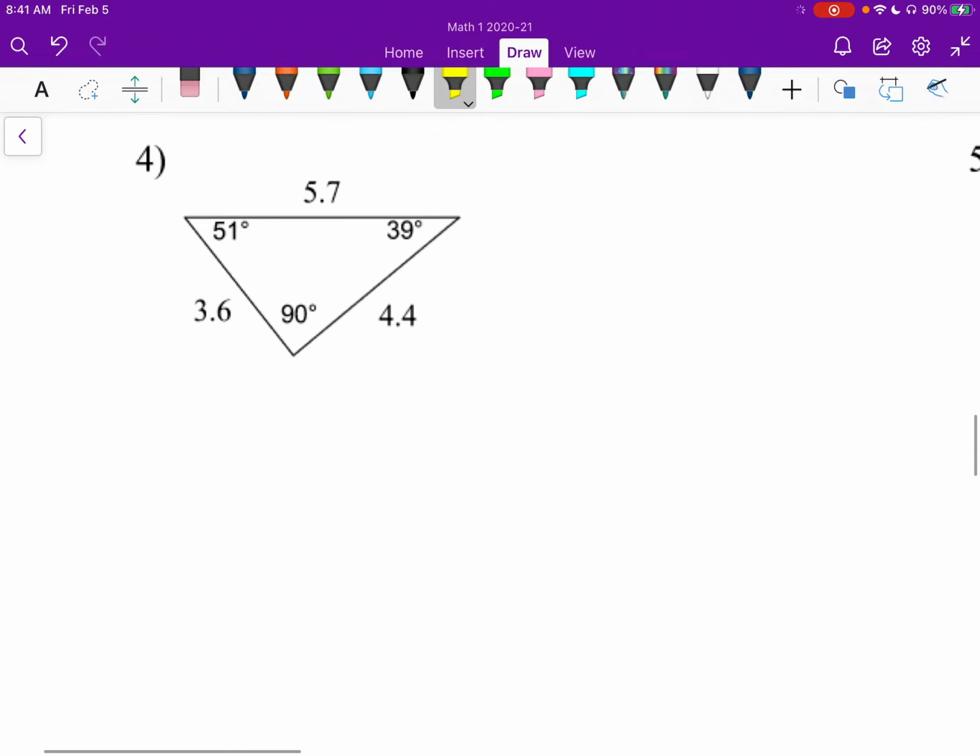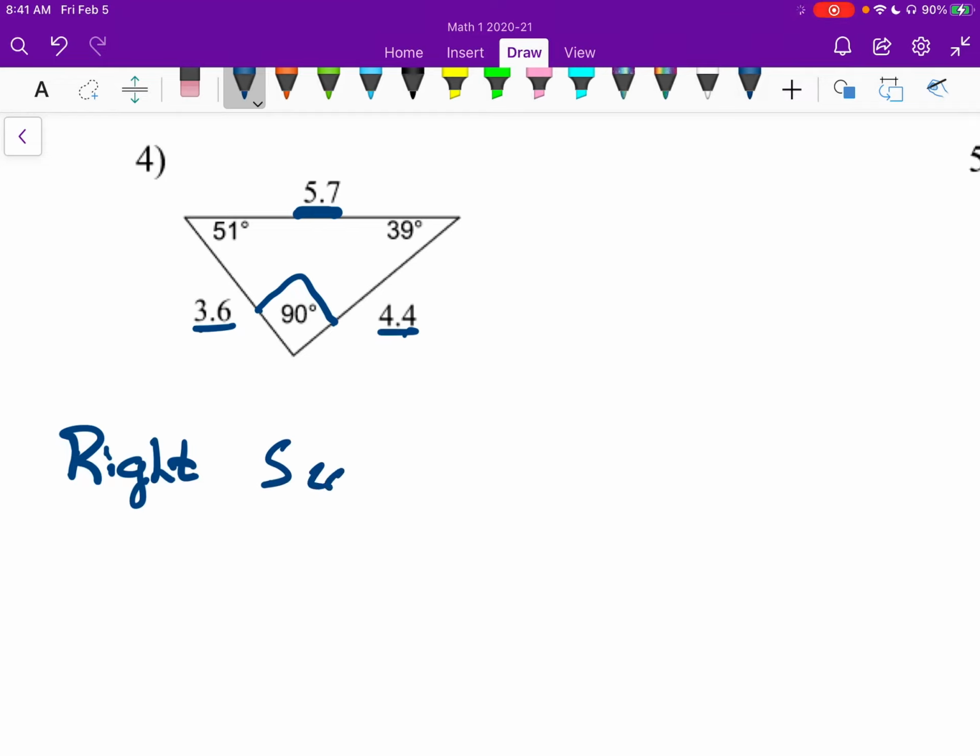Number 4, we look at our angles and we have a 90-degree angle. That means that this angle right here is a 90-degree angle, so this is going to be a right triangle. Looking at the sides, we have 3.6, 4.4, 5.7. They're all different, so this is going to be a right scalene triangle.